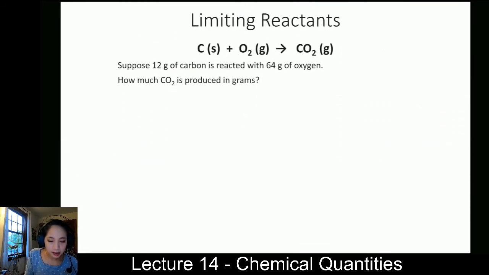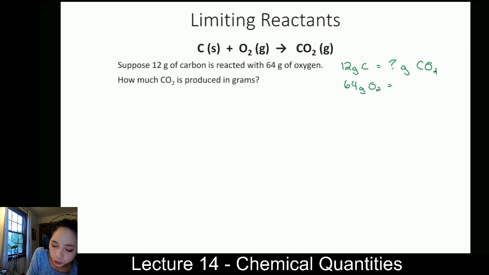Do I give more space? Yes. Okay, great. I give you more space. So essentially, I'm going to be trying to figure out, okay, 12 grams of carbon will produce how many grams of CO2? And then I'll also calculate, okay, 64 grams of O2 will produce how many grams of CO2 using the coefficients in the balanced equation. And so this is no different than the other ones that we did.